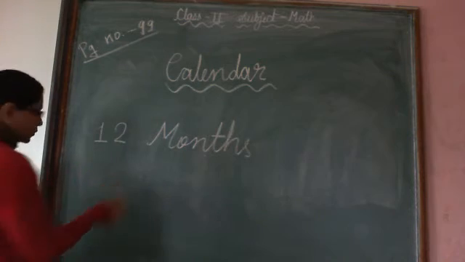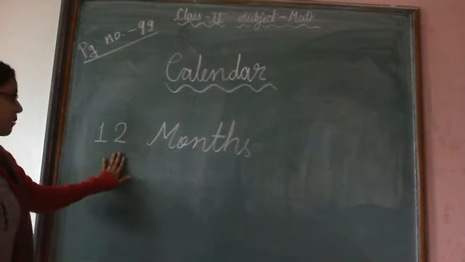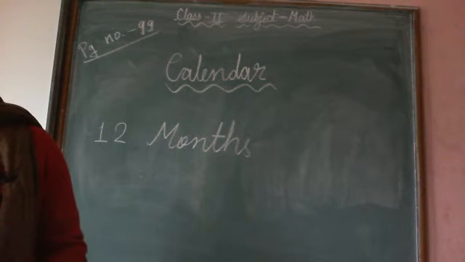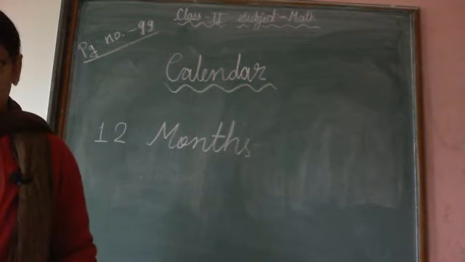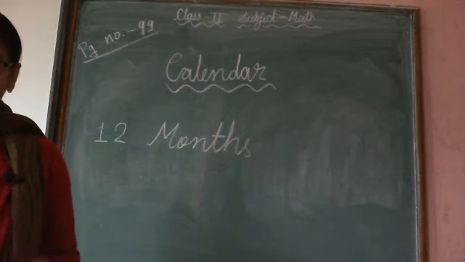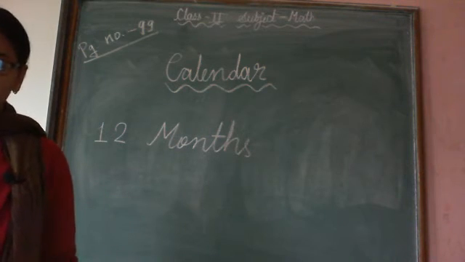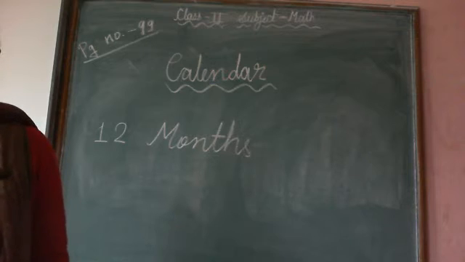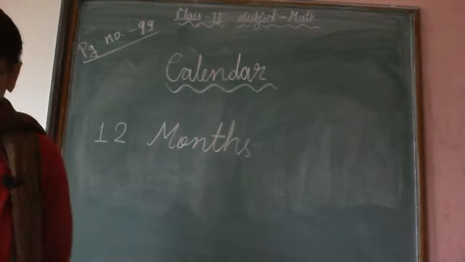Now, some months are having 30 days and some months are having 31 days, but February is a special month which is usually having 28 days, and in leap year February is having 29 days.